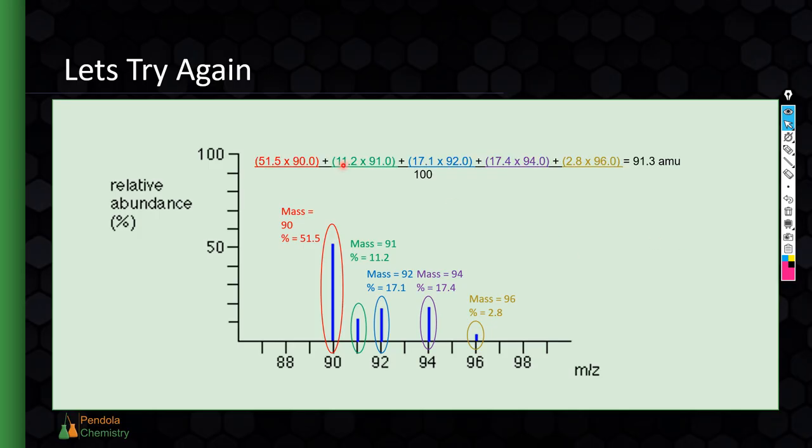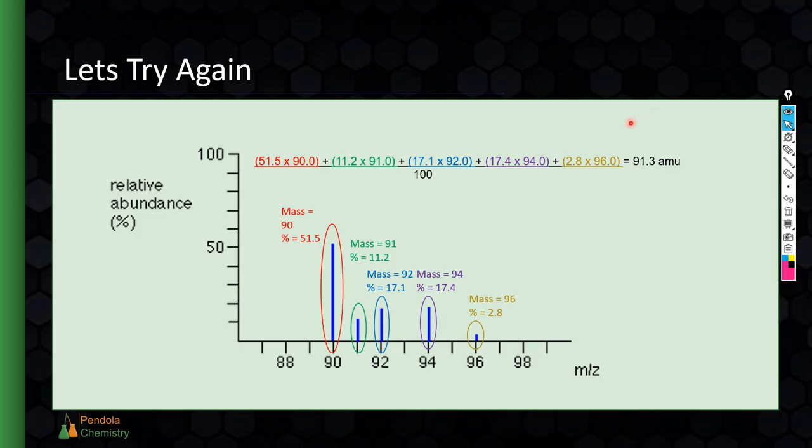So here our math will be 51.5 times 90, which will be for this red isotope, 11.2 times 91, which will be for this green circled isotope, 92 times 17.1 for the blue circle isotope, 94 times 17.4 for the purple, and 2.8 times 96 for the yellow. Once we multiply all of those, we add them all up, and because we're using the actual percentages like 17.1 instead of 0.171, we're going to divide all of this by 100 to get the atomic mass of this element, which is 91.3.